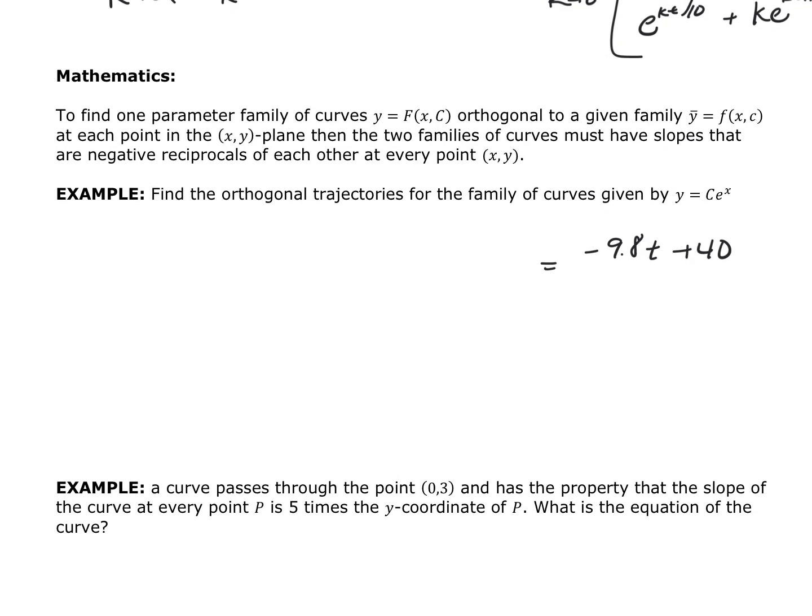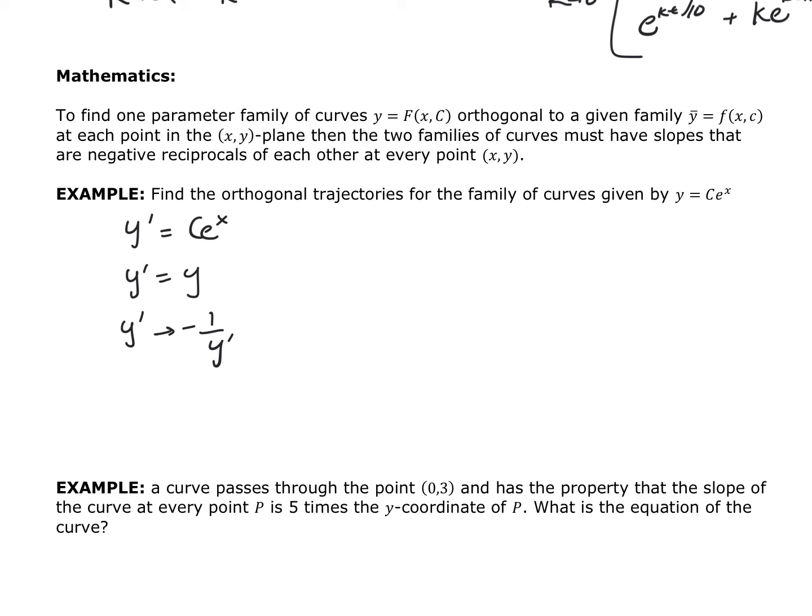Here I just need to erase this. It just keeps coming along for the ride, and I didn't want that there. So find the orthogonal trajectories for the family of curves where y is equal to c e to the x. So the first thing I'm going to do is y prime is equal to c e to the x. And so the differential equation is y prime is equal to y. So then we replace y prime with negative 1 over y prime because we want the slopes to be negative reciprocals. So actually I shouldn't say y prime equals, I'd say y prime gets replaced with negative 1 over y prime.